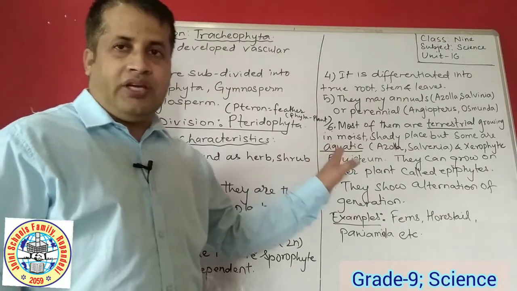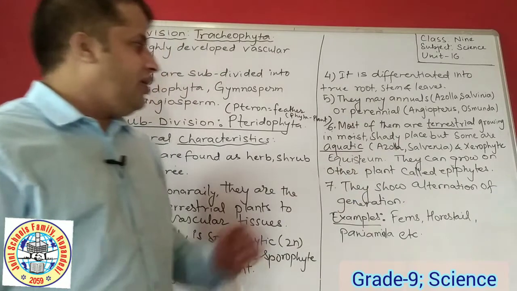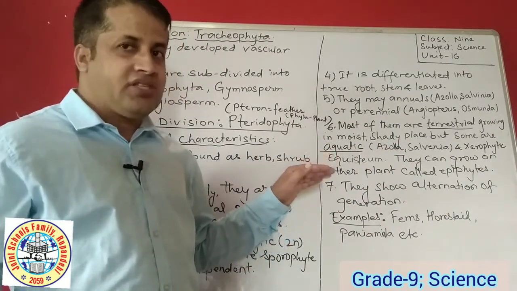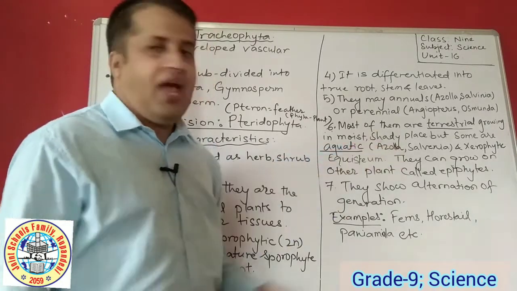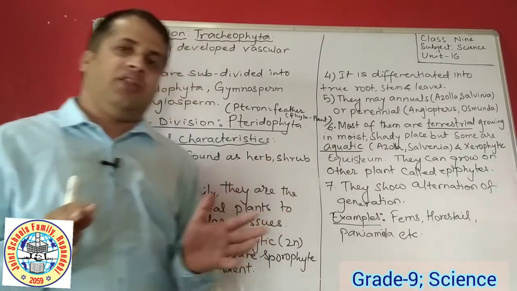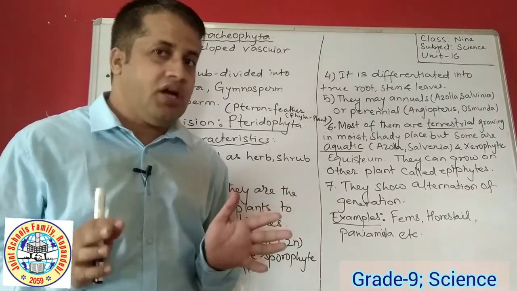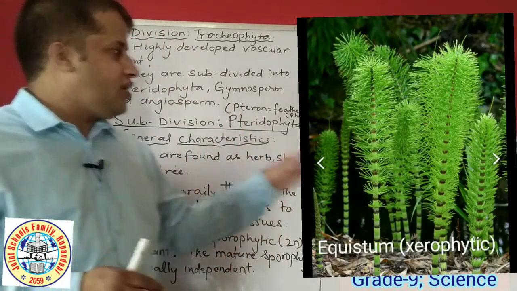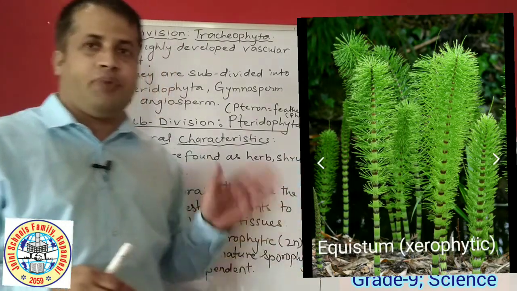Some are aquatic also, like Azolla and Salvinia. Aquatic means living in water; they grow on the water. Some are xerophytic also. Xerophytic means living in dry and hot climates where there may be scarcity of water. One example is Equisetum. Equisetum is an example of xerophytic pteridophyta.